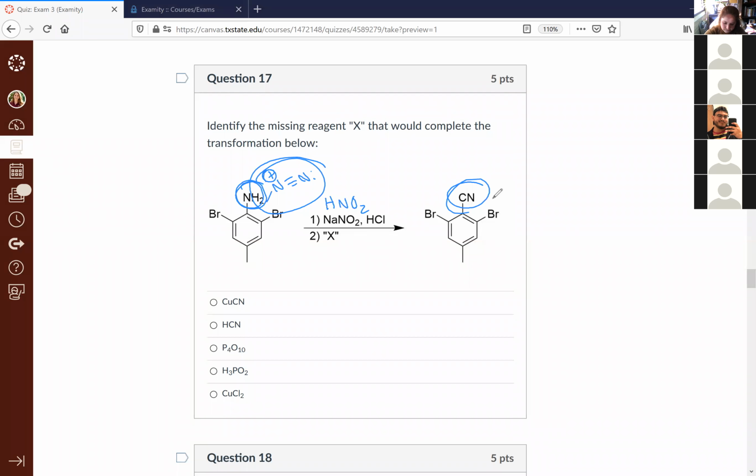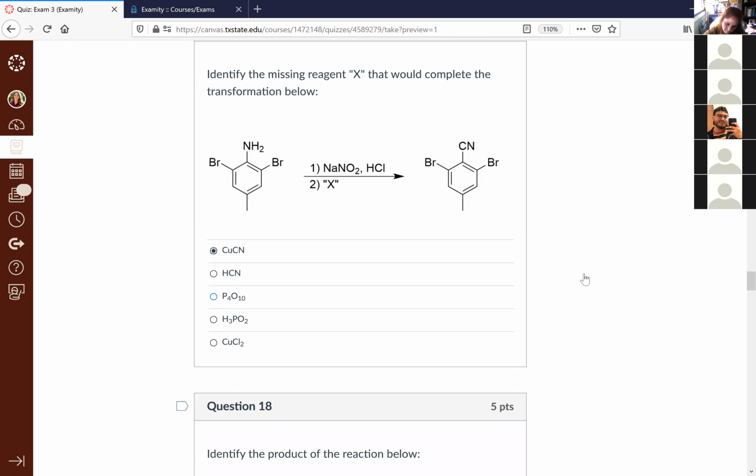So then if we somehow turn the diazonium into a nitrile, what reagent is going to do that? Isn't it CuCN? Right, yeah, this is an example of the Sandmeyer reaction. So remember, the Sandmeyer is done with cyanide, bromine, and chlorine, all with the copper(I) salt. So none of these other things are going to work.